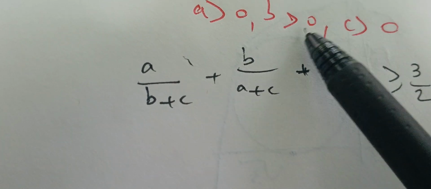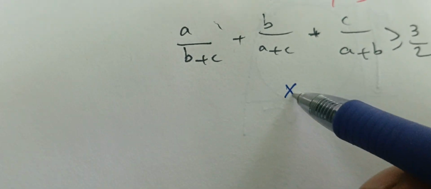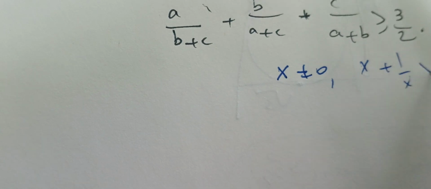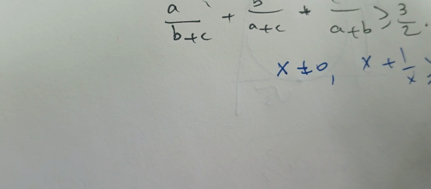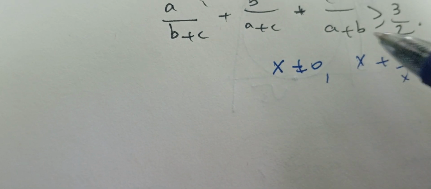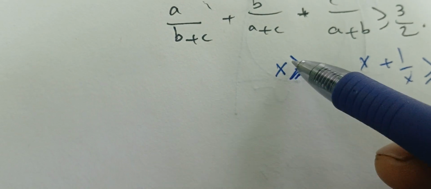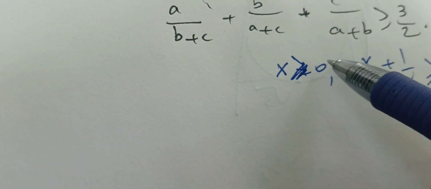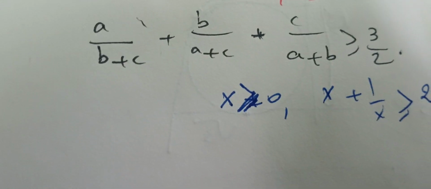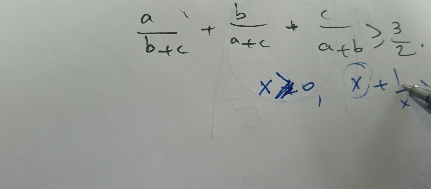The key to proving this result is to use the fact that for any x different from 0, we have that x plus 1 over x is greater than or equal to 2. In this condition, we need x to be positive. So let's have x strictly positive. In this case, x is bigger than 0, and x plus 1 over x is bigger than or equal to 2. So the key to solving this question is to find x and 1 over x.